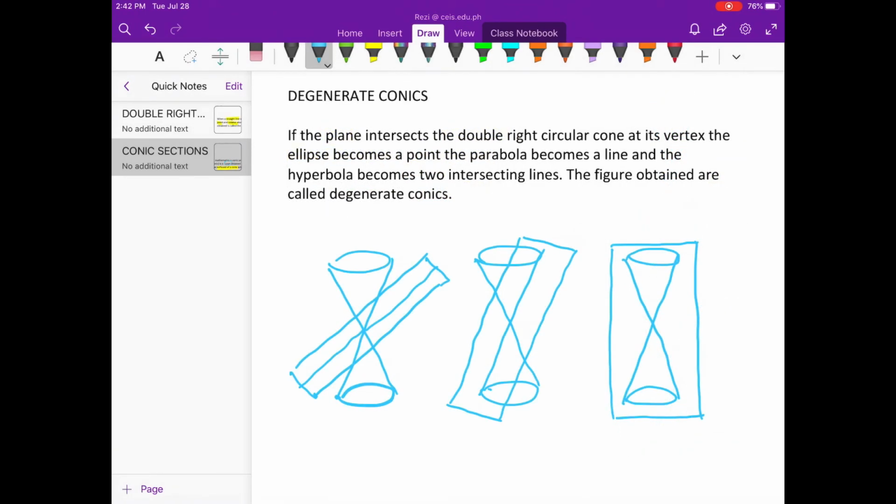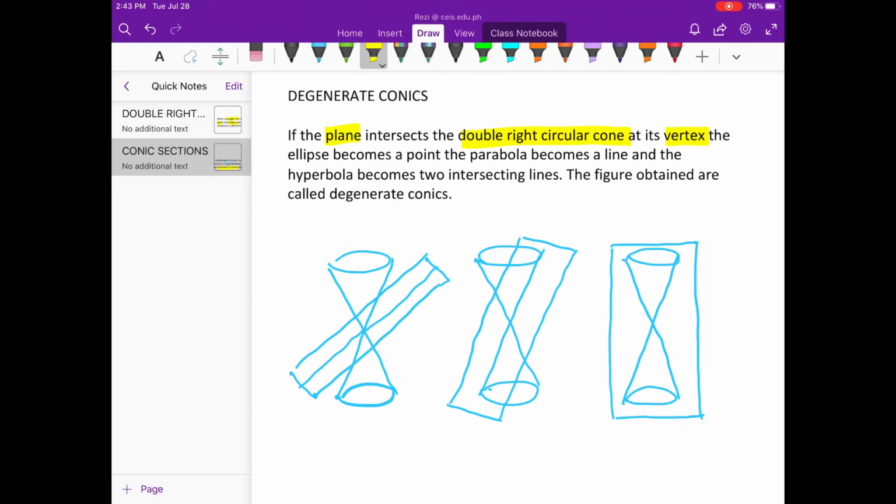And lastly, degenerate conics. If the plane intersects the double right circular cone at its vertex, the ellipse becomes a point, the parabola becomes a line, and the hyperbola becomes two intersecting lines. The figures obtained are called degenerate conics. So let's highlight: the plane intersects a double right circular cone at exactly the vertex.